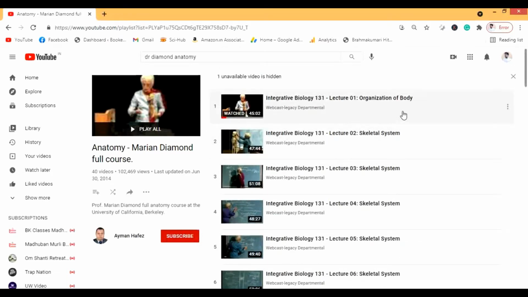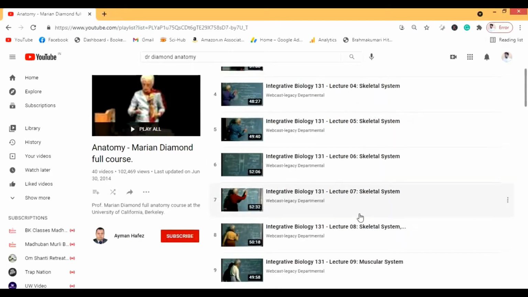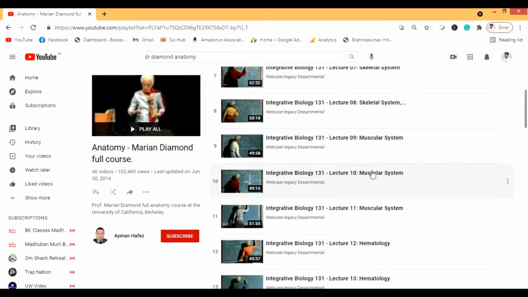So first you have the organization, then you will study the skeleton system, then some muscles. This muscular system was not covered in my school. So this was something which was a bit extra for me, and this didn't come in my examinations also. So this is a lot more important when you study in college, or if you are studying physical education, then also this is important.